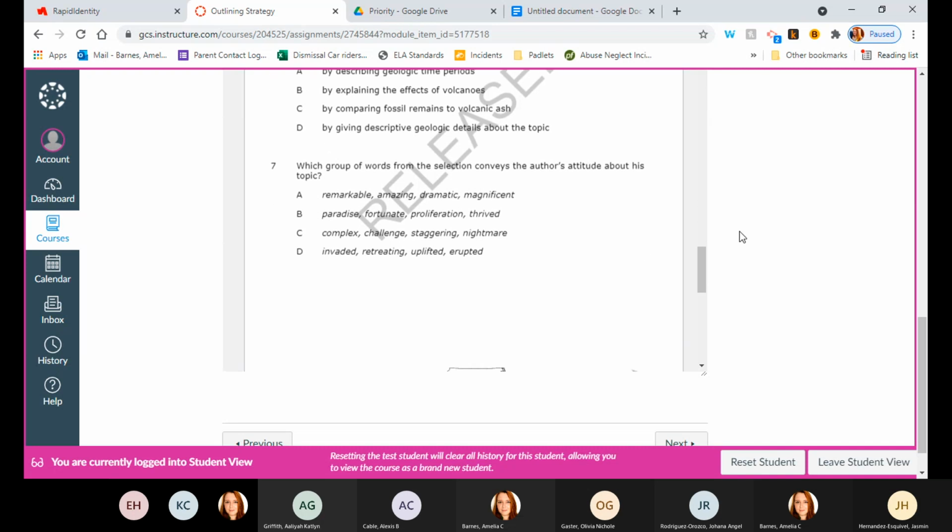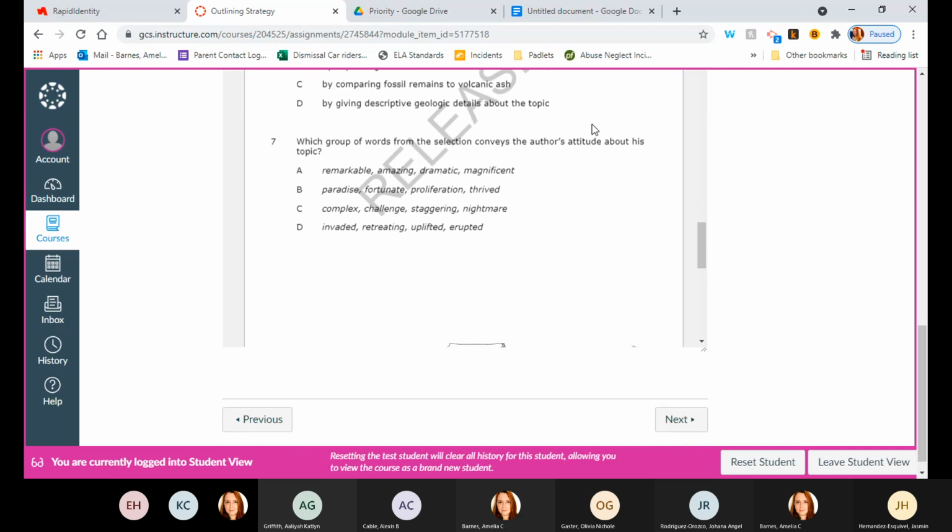7, which group of words from the selection conveys the author's attitude about the topic? So before we even look at the words, what would you say is the attitude about the topic? How does the author feel about Big Bend? Wait, what was 6? So 6 was D, that the author uses geologic details about the topic to connect ideas from the beginning to the end. Okay. All right. So 7, what would you say the author's attitude about Big Bend is?